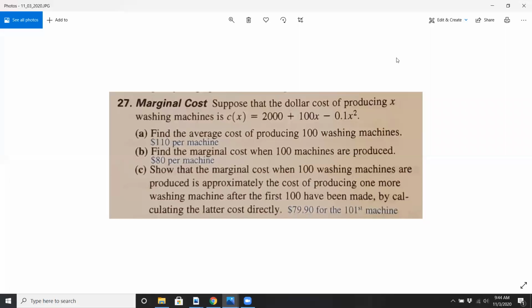So I'm recording the discussion of number 27, page 140. This is from section 3.4 from the textbook. You're asked to find the average cost of producing 100 washing machines.